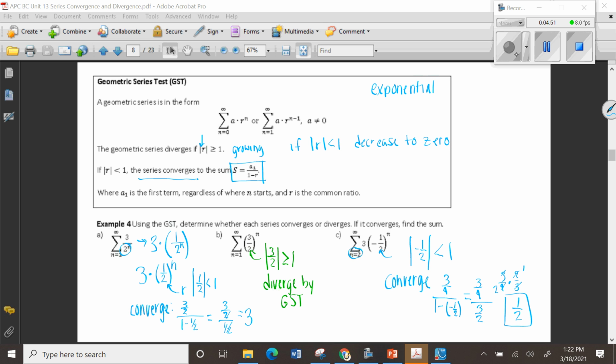So that is our geometric series test. It's pretty easy. It's one that comes up a lot. So we're going to be using this for the next several weeks. And we will look at our next test.